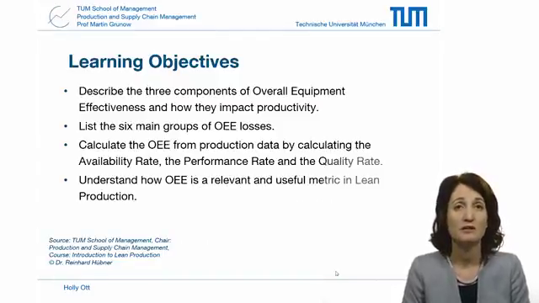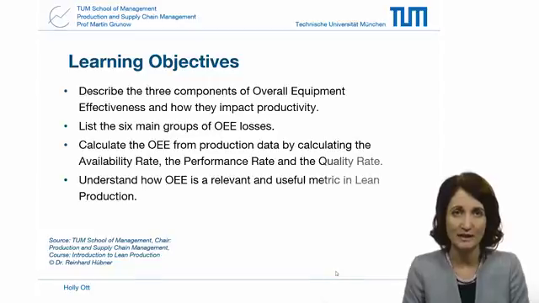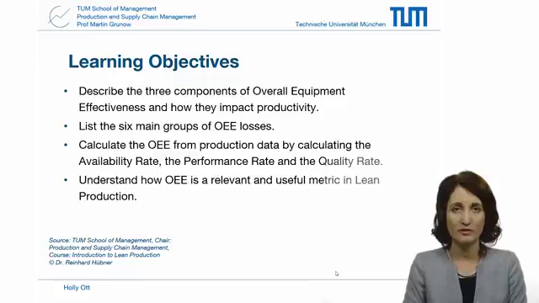The learning objectives are to describe the three components of overall equipment effectiveness and how they impact productivity, to list the 6 main groups of OEE losses, and to calculate the OEE from production data by calculating the availability rate, the performance rate, and the quality rate. We also want to understand how OEE is a relevant and useful metric in lean production. This lecture is based on our course offered here at the Technical University of Munich.